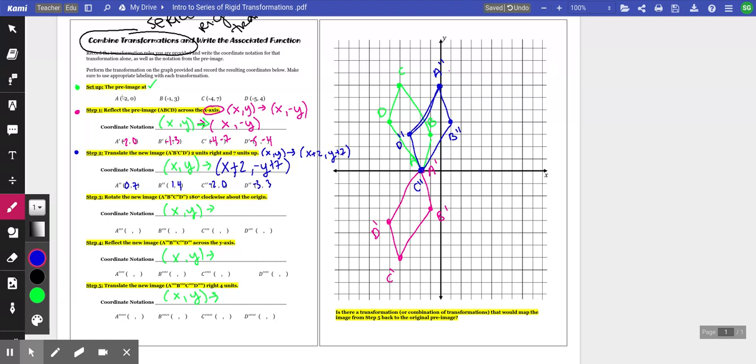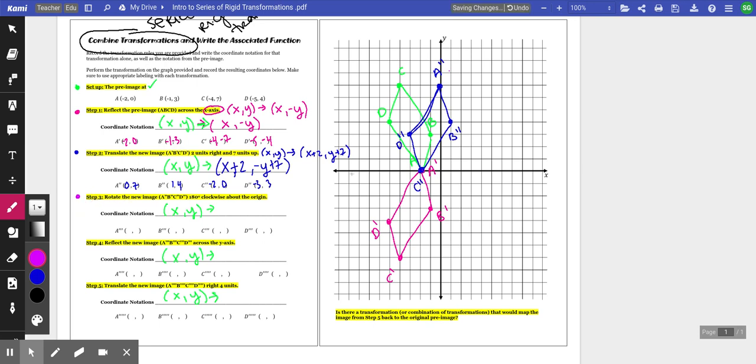Well, if I do -2 plus 2, I get 0. If I do -0 plus 7, I get 7. -1 plus 2, I get 1. -3 plus 7 is 4, right? Like you need it to work for every single point. But notice I'm writing a coordinate notation that takes me from the very first to the very last. That's my goal here. Let's do step 3 in purple.